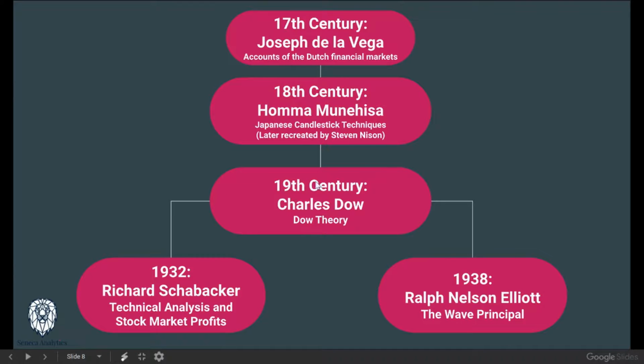So from Charles Dow's Dow theory, we basically have a split in how we start to analyze charts, and it starts to be more refined, where we move either into Richard Schabacker's Technical Analysis and Stock Market Profits, which is basically the road of classical charting, or we move into Ralph Nelson Elliott's The Wave Principle, which is Elliott wave theory as it's known today.